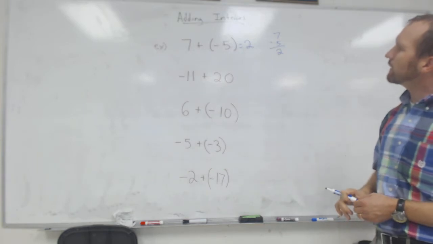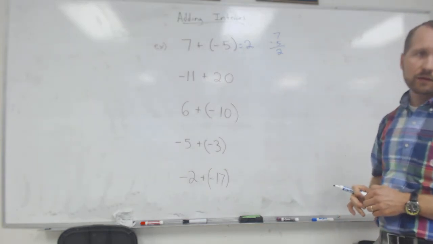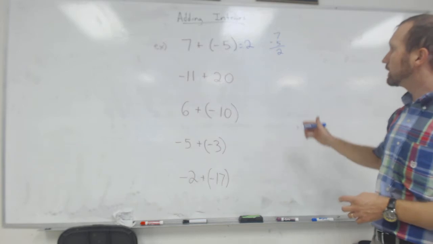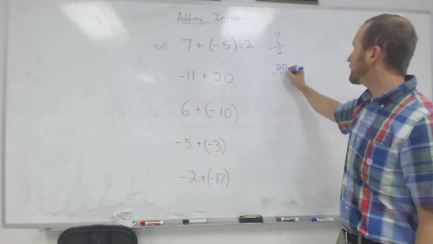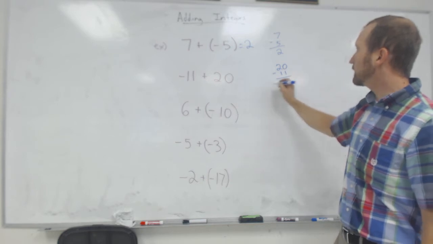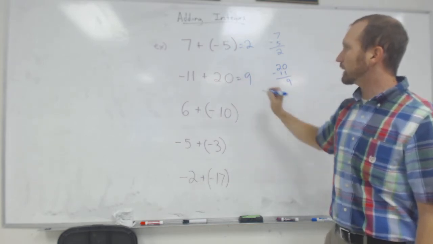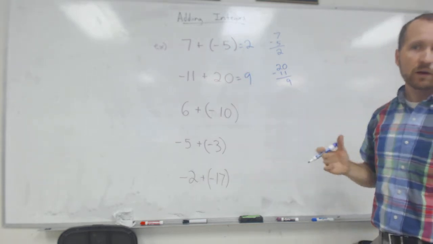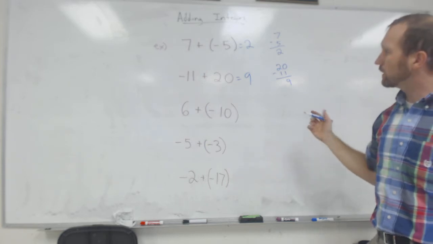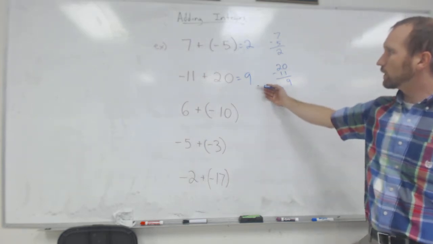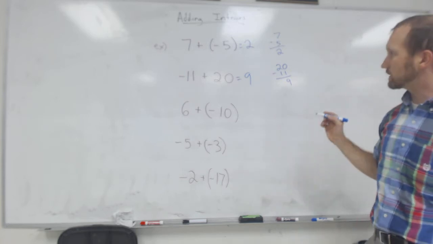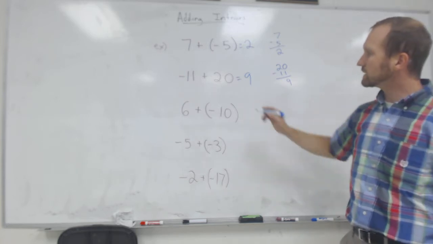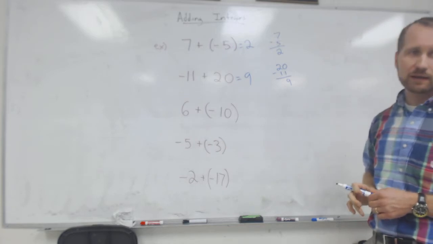All right, how about negative 11 plus 20? So we do 20 minus 11, just like you guys said, which is 9. And is our answer 9 or is it negative 9? Why is it positive? Because the bigger number, 20, is positive. Exactly.